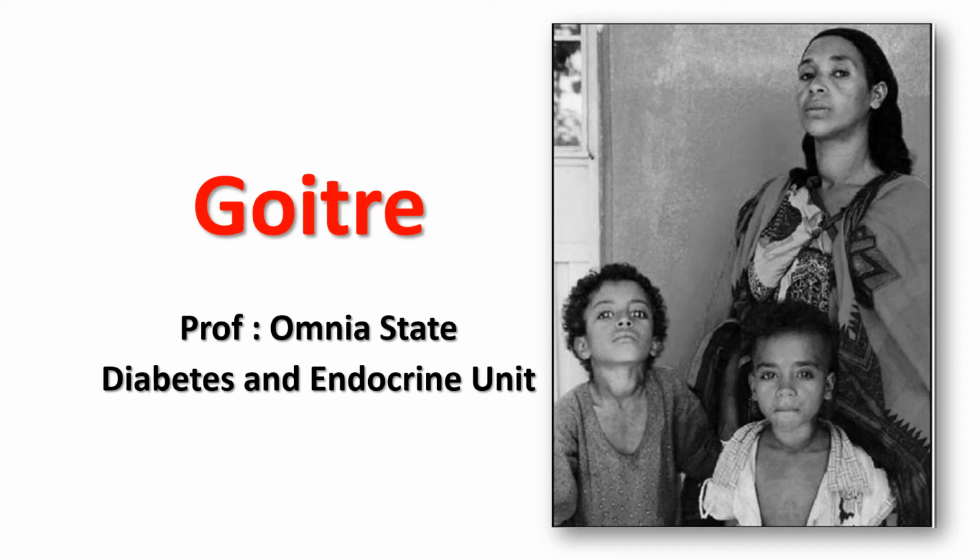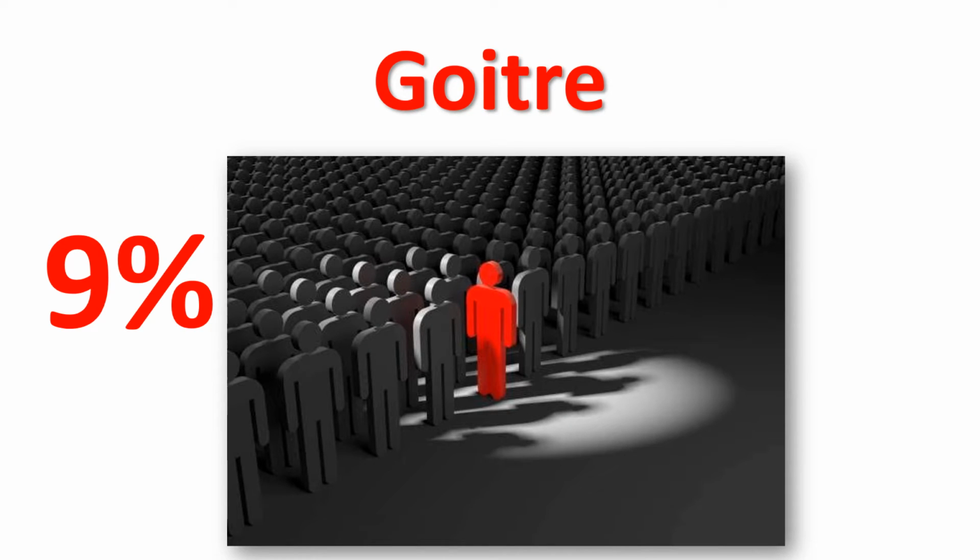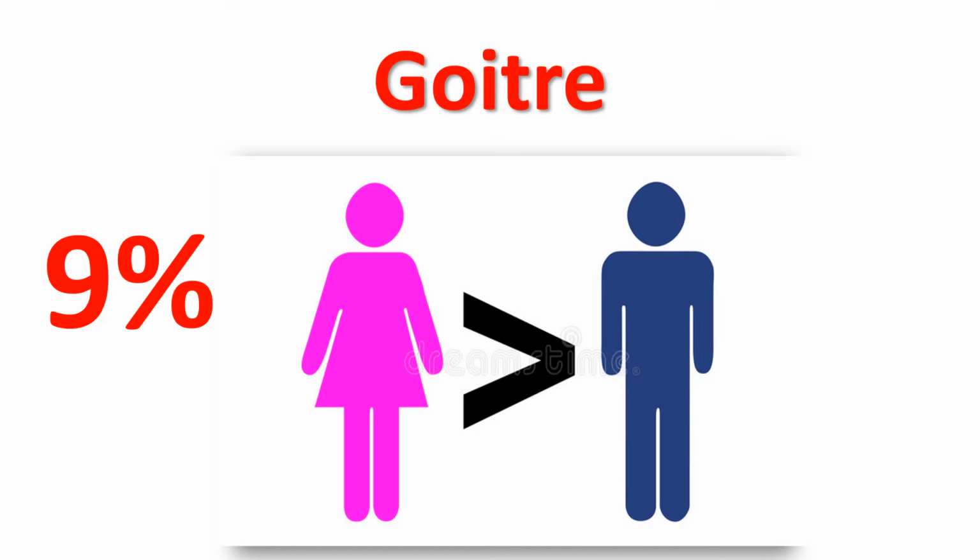Hello, we are going to talk about goiter. Goiter means enlargement of a thyroid gland. Goiter is present in up to 9% of the population. It is more common in women than men.